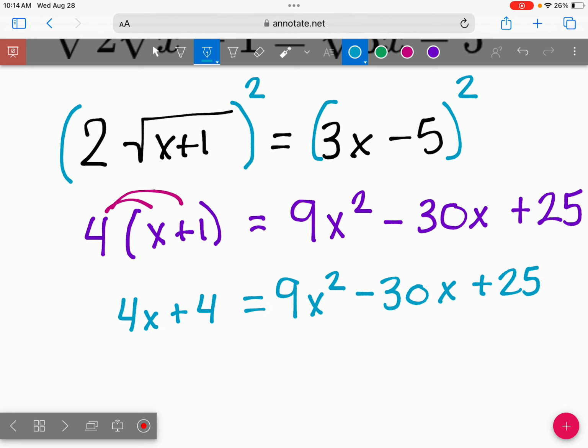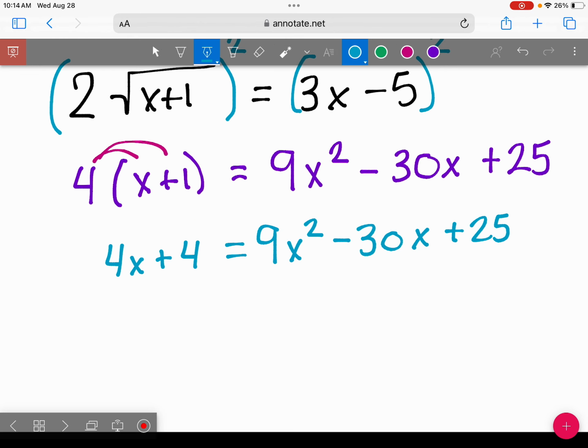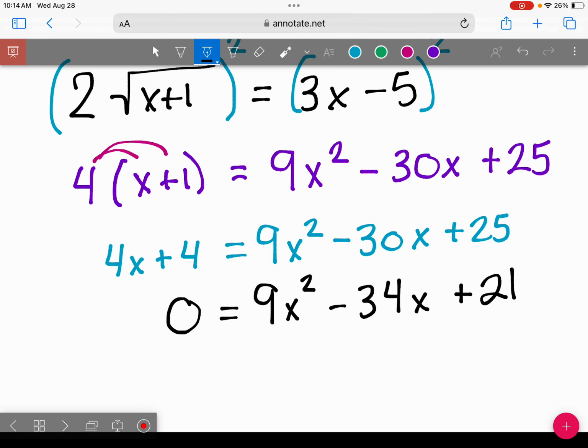So I've got an x squared. We are asked to solve to get to an x equals, which means we should probably set it equal to 0. So we're going to subtract our 4x, and we're going to subtract a 4 from both sides. So we have 0 equals 9x squared minus 34x plus 21. And ew.